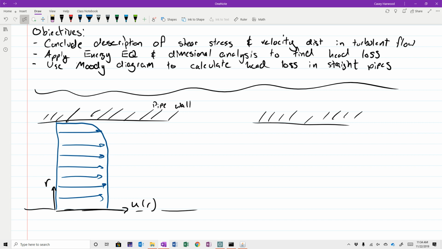I'm going to set up another set of axes here. We've got r, and here we've now got the shear stress. So from our earlier discussion of any fully developed flow, laminar or turbulent, we said that the total shear stress has a particular distribution along the radius of the pipe, and that was that it increases linearly with the radius. It's 0 at the center, it's the wall shear stress at the edge, and it's a straight line between those two values. So here's our shear stress, and out here it's just the wall.